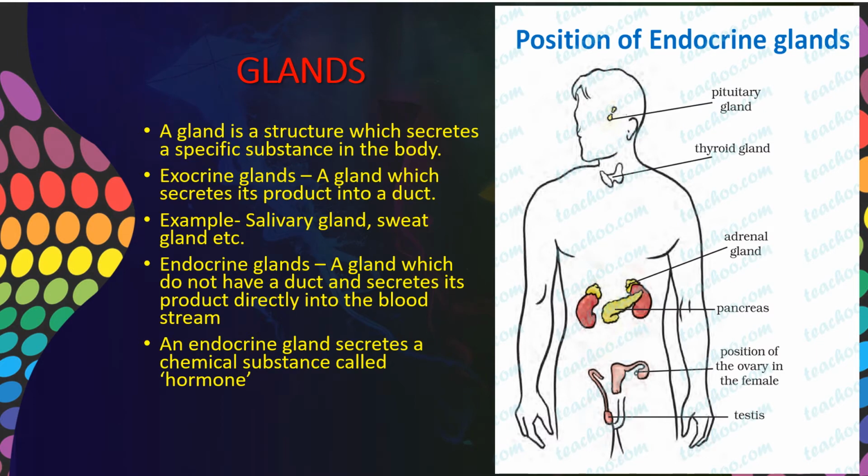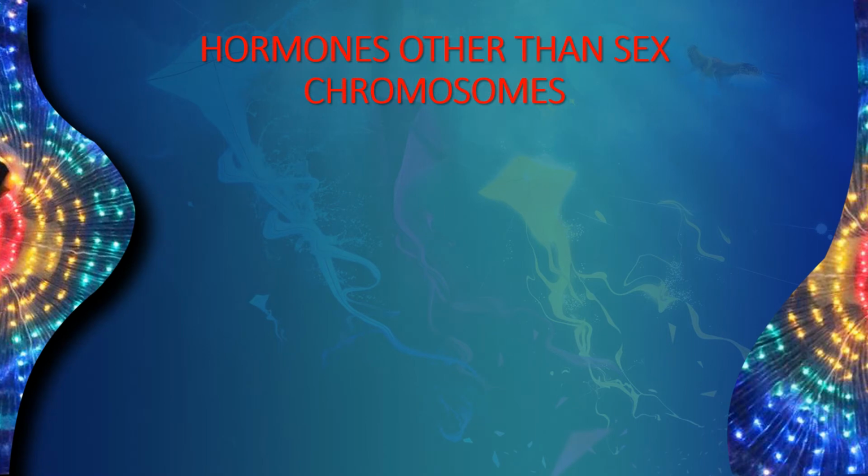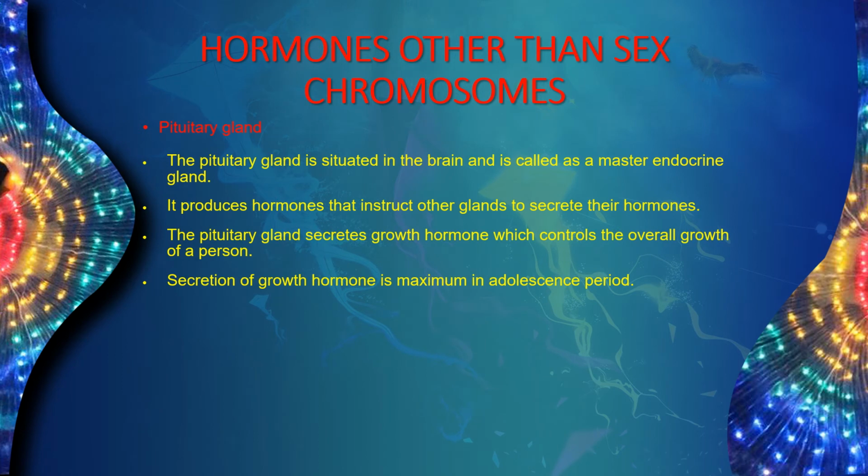Here in this picture you can see the position of different types of endocrine glands: pituitary gland, thyroid gland, adrenal gland, pancreas, and testis and ovary also produce hormones. Next, we have to study the hormones other than the sex hormones. We already studied two hormones, testosterone and estrogen. Testosterone is produced in the testes found in males and estrogen is produced by the ovaries. These two are also endocrine glands.